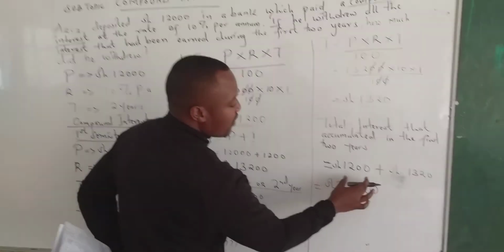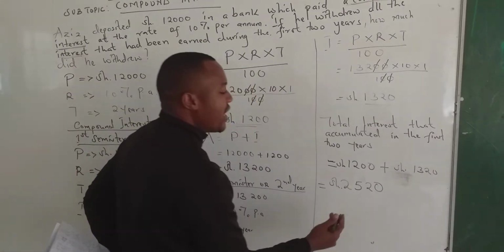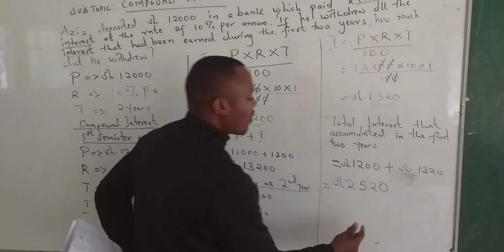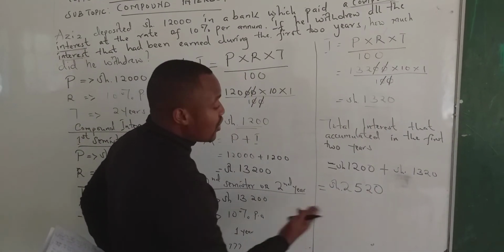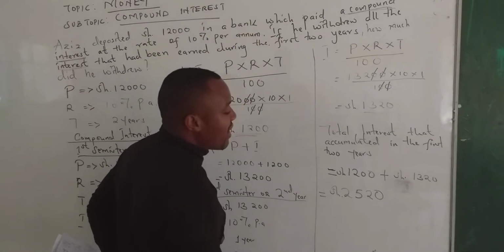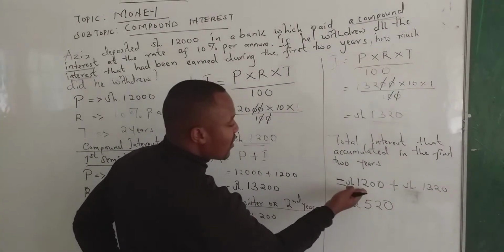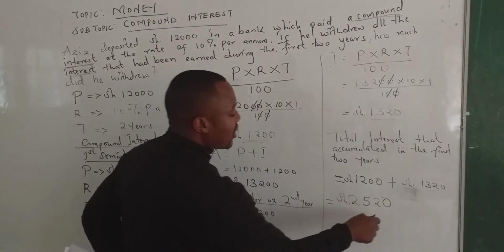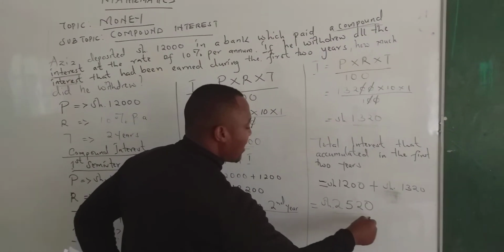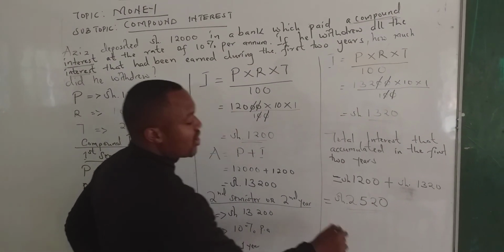So when you are working on this question, kindly learn to arrange them in what you call the alignment so that you can get it. Don't just work it out like that because you will miss. You have to arrange them in an alignment so that you are able to understand what you're supposed to do. So 1,200 shillings plus 1,320 shillings, you'll get the total interest that was accumulated, 2,520 shillings.